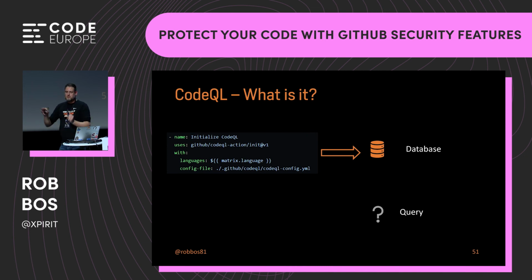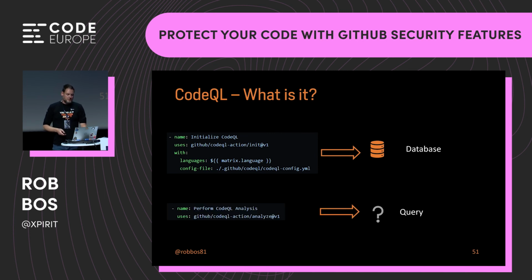Saying method A is calling method B, sending in this parameter, that parameter is then converted into a constant, for example, and sent into the next method. And that way we can build up a graph database of what is happening inside of your code. And if we have a database, then we can actually run queries against it. And if the queries return results, we make CodeQL alerts out of it.